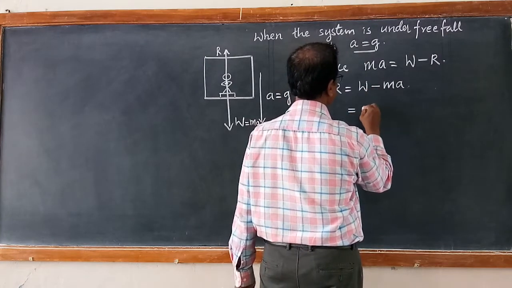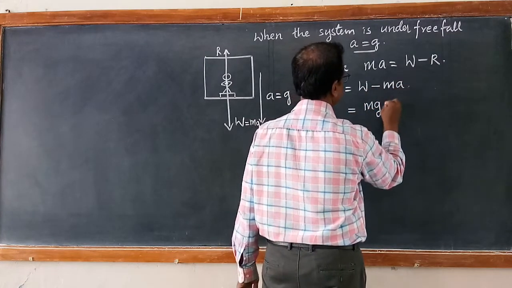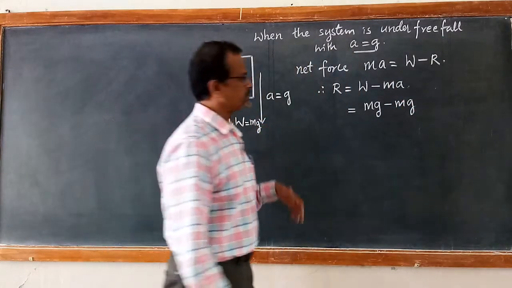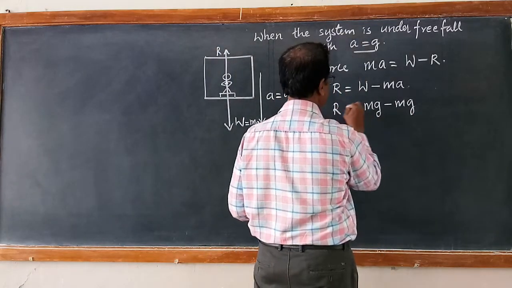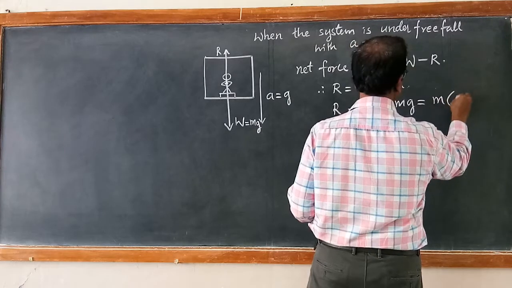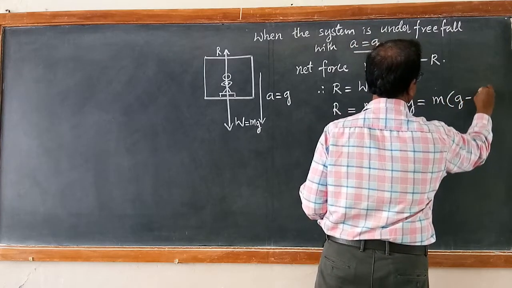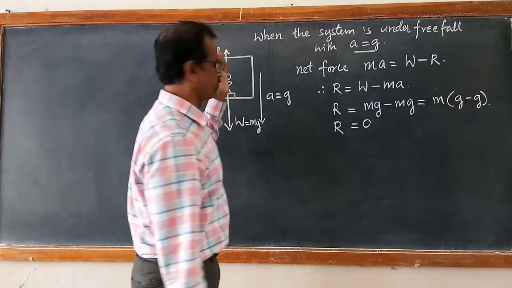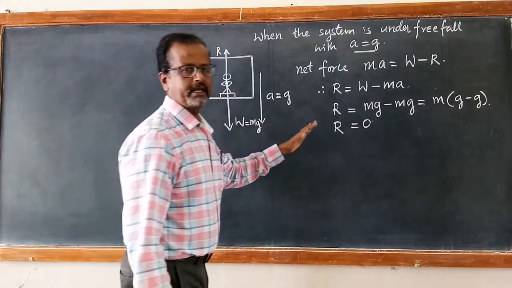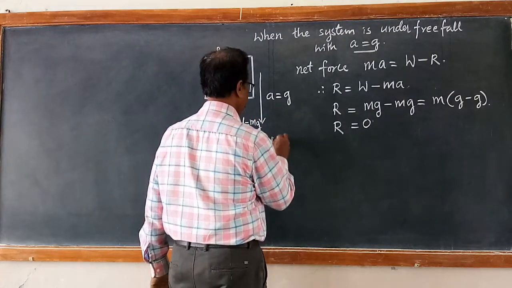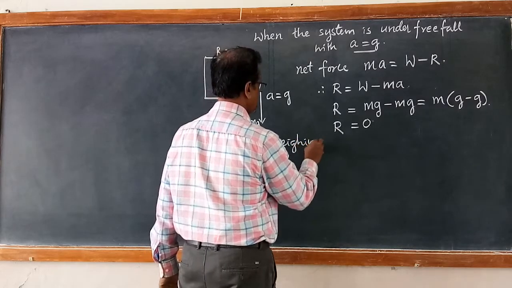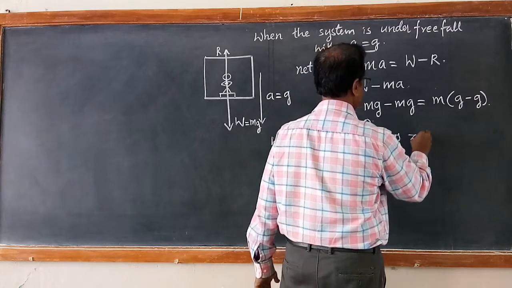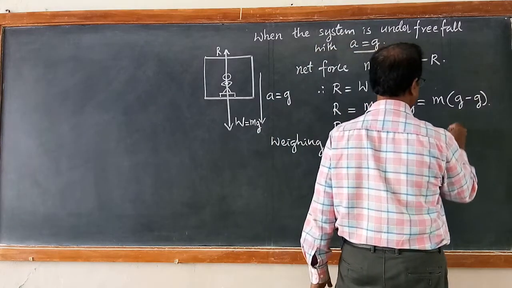Therefore, you just substitute. W is mg, and a is also g, so it becomes mg minus mg, which is 0. So you can write in general R is equal to m into (g minus g). So thus it becomes 0. Since the reaction force is 0, the weighing scale doesn't show any reading at all. So the weighing scale shows zero pointer reading, that is zero deflection.